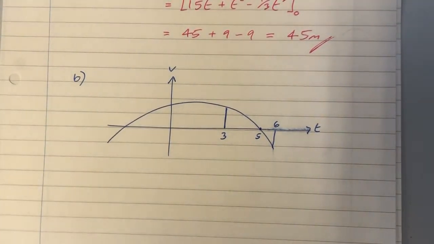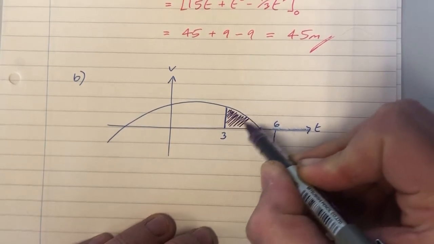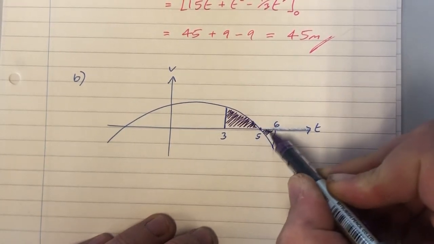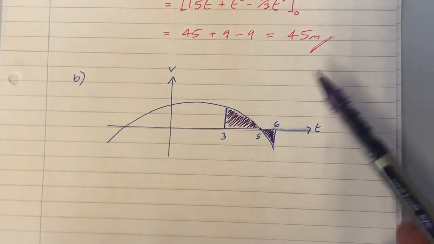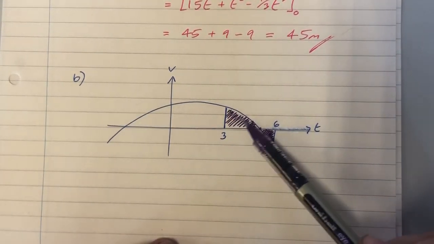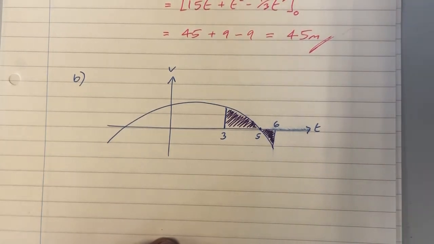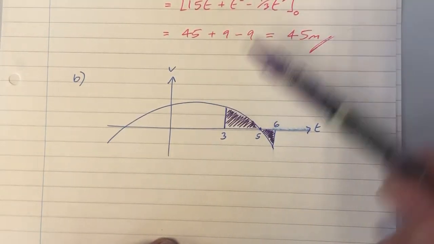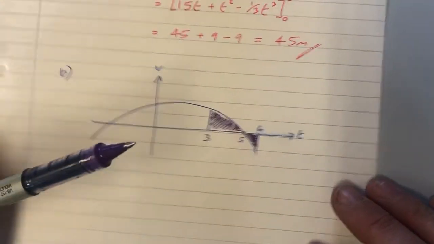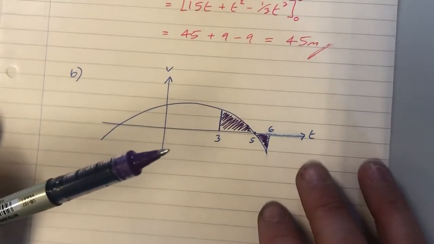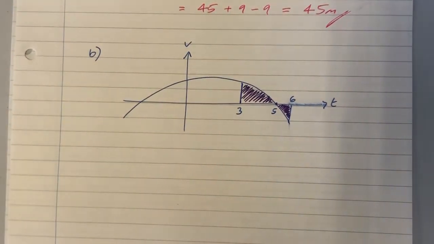Now the distance is equal to the area here and here. Displacement is a different question. Displacement would be the area here minus the area here, because the area here is below the t-axis, so it's moving in the negative direction, whereas here it's moving in the positive direction, because it's above the t-axis. But it's not asking for displacement, it's asking for distance. So we want the absolute area.